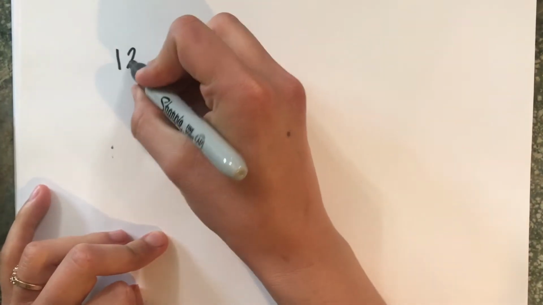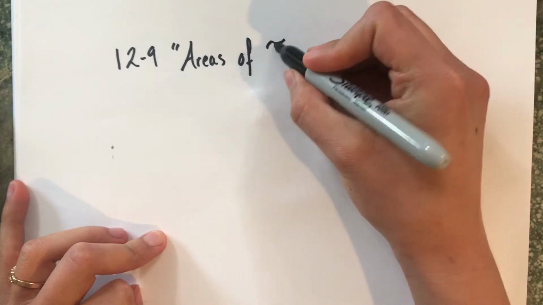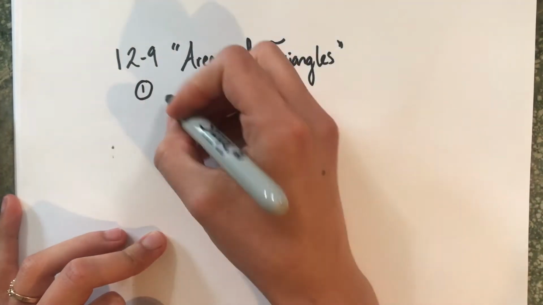Hello, algebra students. Today we are doing 12-9. This is areas of triangles, okay? So we're going to talk about three different formulas that you can use for areas of a triangle.